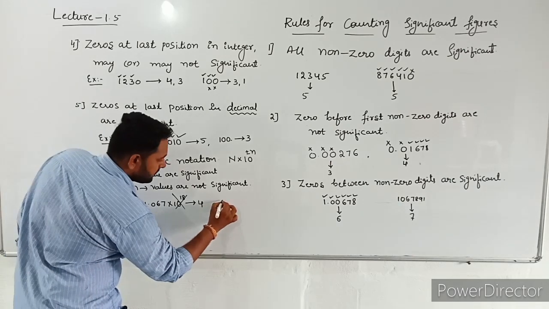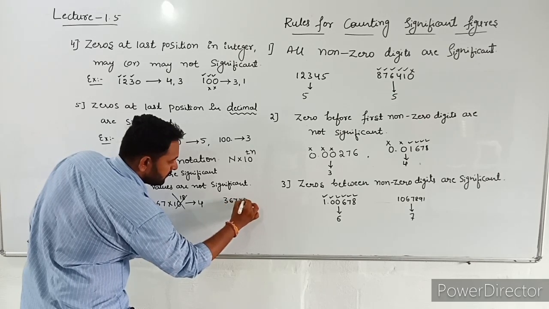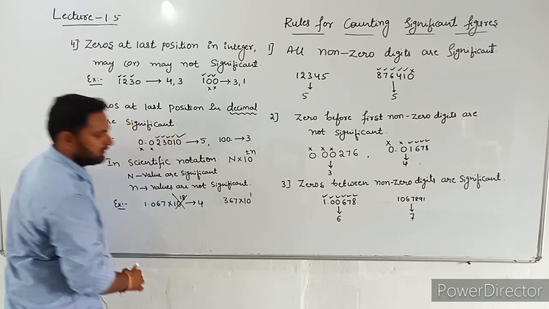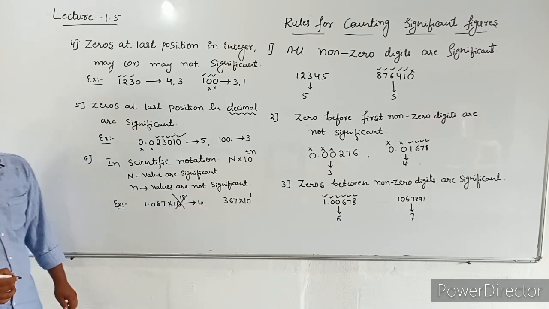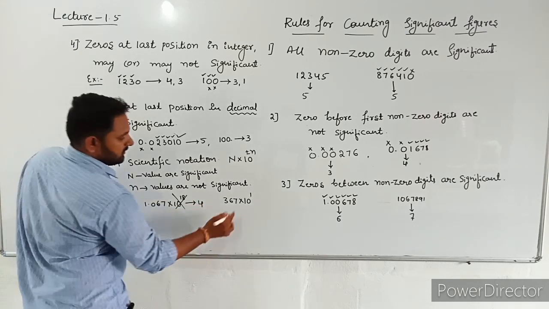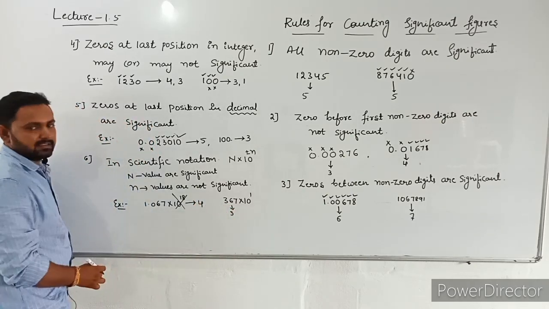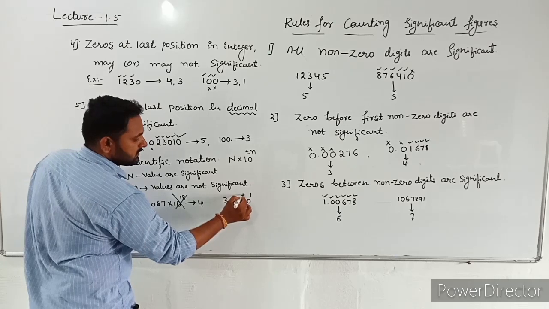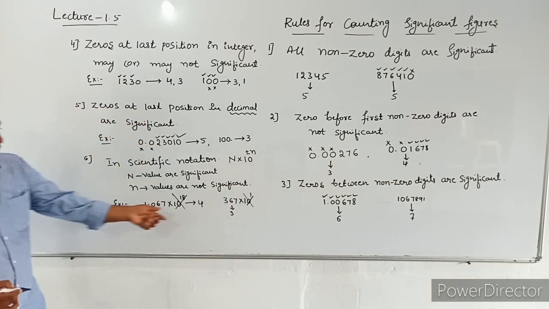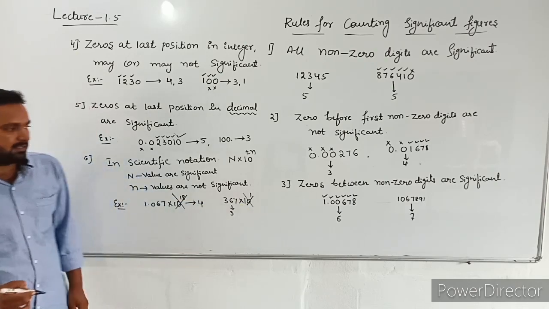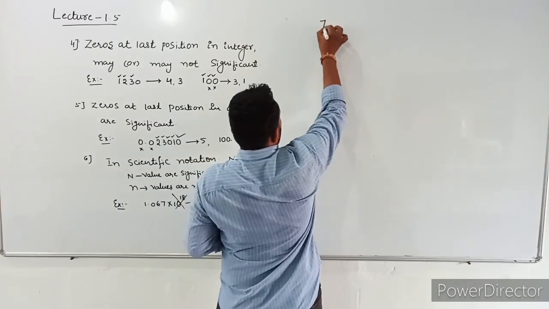One more example. 3.67 times 10 power 1. Now tell me, how many significant figures are present in this number? Only 3 significant figures are present in this number. Why? Because we don't consider the exponent value as significant.